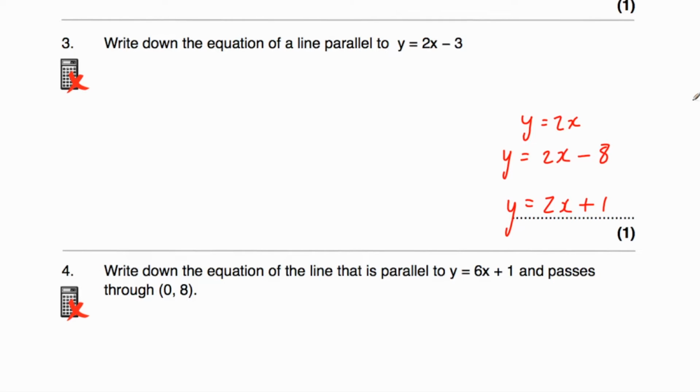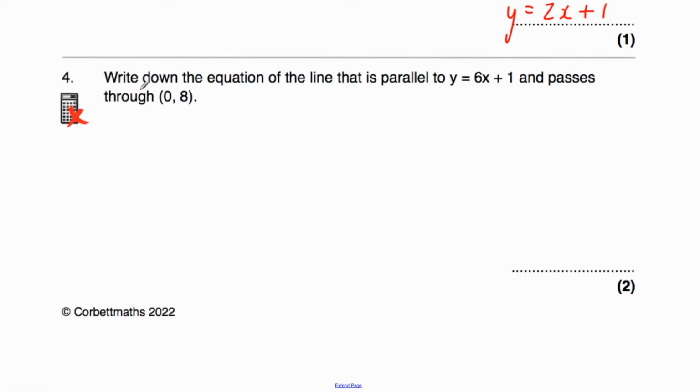Let's have a look at question number 4. It says, write down the equation of a line that's parallel to y equals 6x plus 1 and passes through the point 0, 8. We're looking for a line parallel to y equals 6x plus 1, in the form y equals mx plus c. The gradient of the line we've been given is 6, so the line we're looking for will also have a gradient of 6.